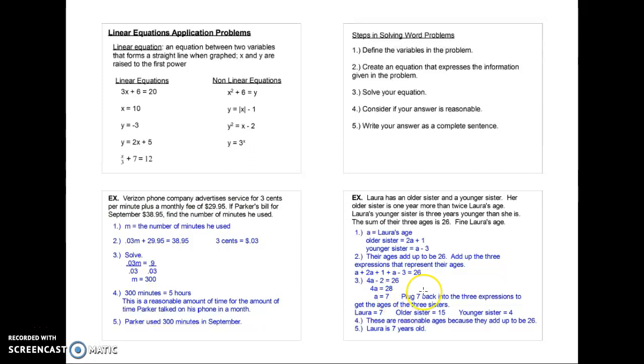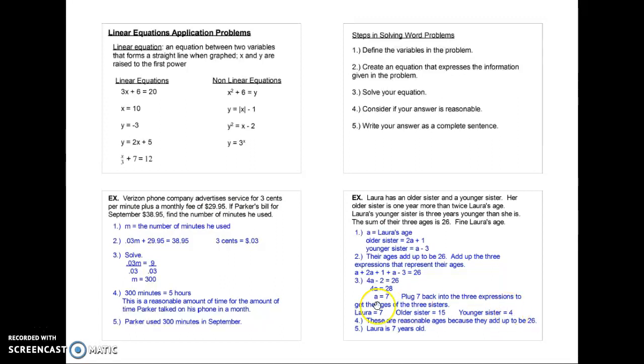Now, to make sure that this makes reasonable sense, you need to plug that answer back into each of the 3 expressions. So when you do that, you find out that Laura is 7 years old. Her older sister, when you plug that 7 back into 2a plus 1, you would get 15. And then her younger sister would be 4. Right? Those are reasonable ages. It makes sense. If she's 7, her older sister would be 15, younger sister is 4.